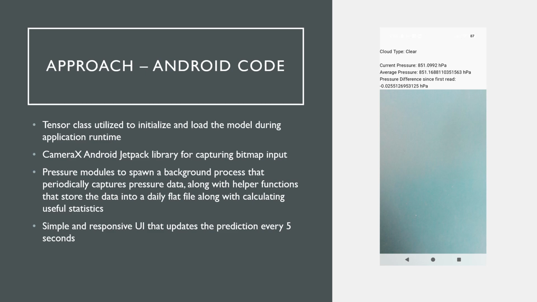And along with this, the pressure module is the statistics below the cloud type that you can see on the right, and it spawns a background process that periodically captures this data. So it's not just the data that you're using while you're on the app, but also when the app is running in the background. And then the main UI simply ties this all together to provide you a live feed of the classification along with these statistics.